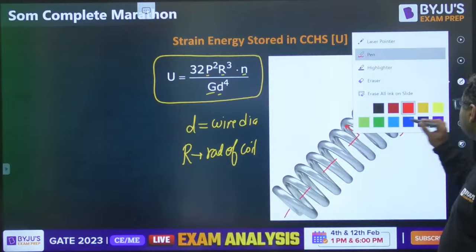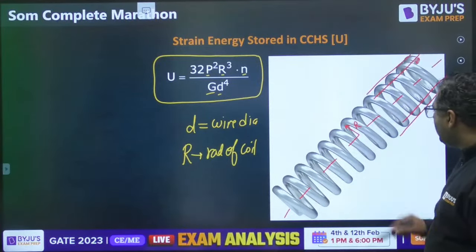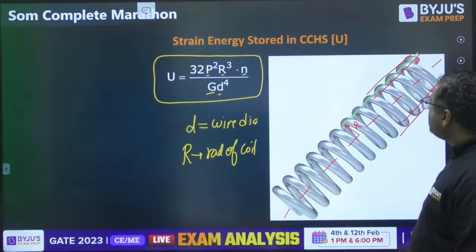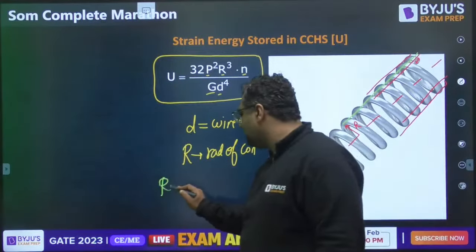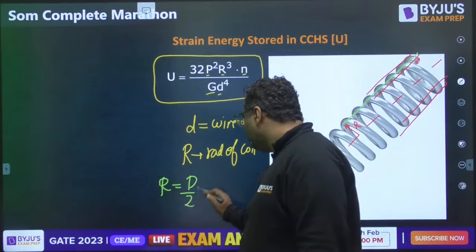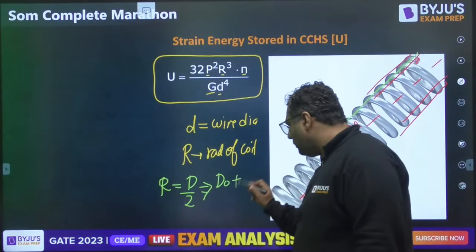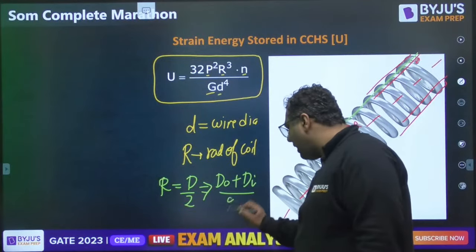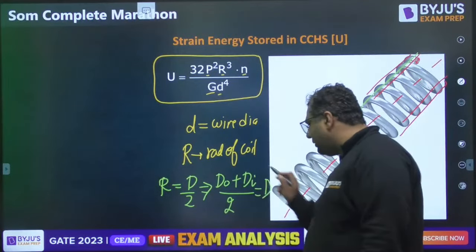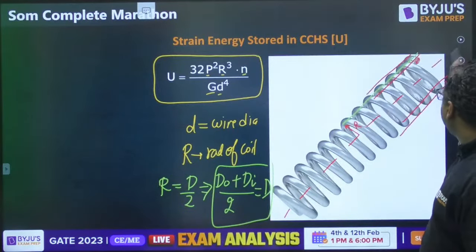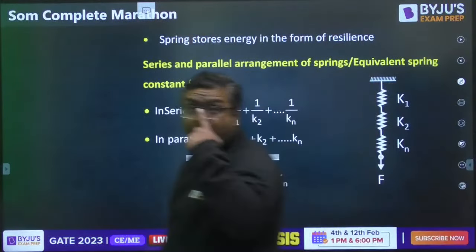So this radius, we are defining it from center. It means we are saying this radius is d by 2, where d is d naught plus di by 2. Inner diameter of coil, outer diameter of coil, d is the mean diameter of coil. I feel everybody got it.